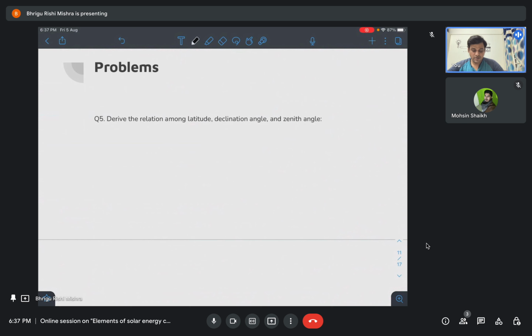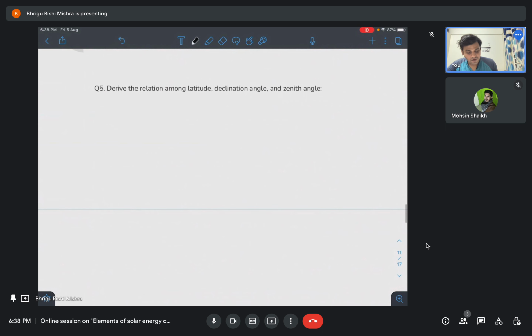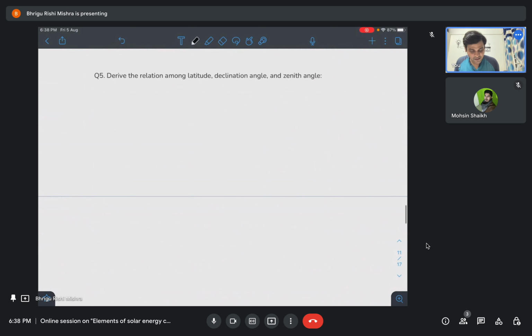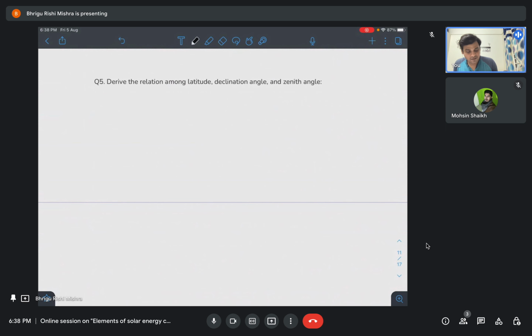Now the next question is, derive the relation among latitude, declination angle and zenith angle. One thing: the zenith angle, latitude and solar altitude angle are angles in the vertical plane, and the solar azimuth angle is an angle on the horizontal plane. So you need to remember this. So we can derive the relation. First we can schematically show the angles here.